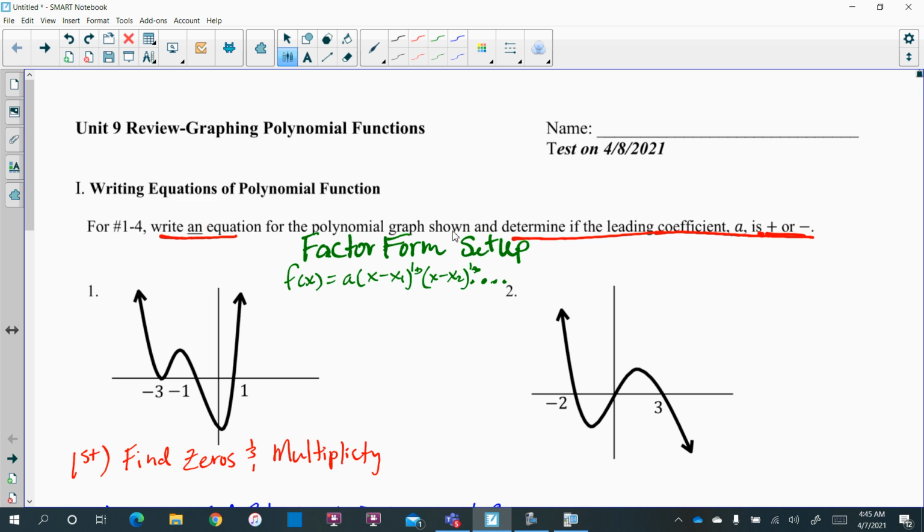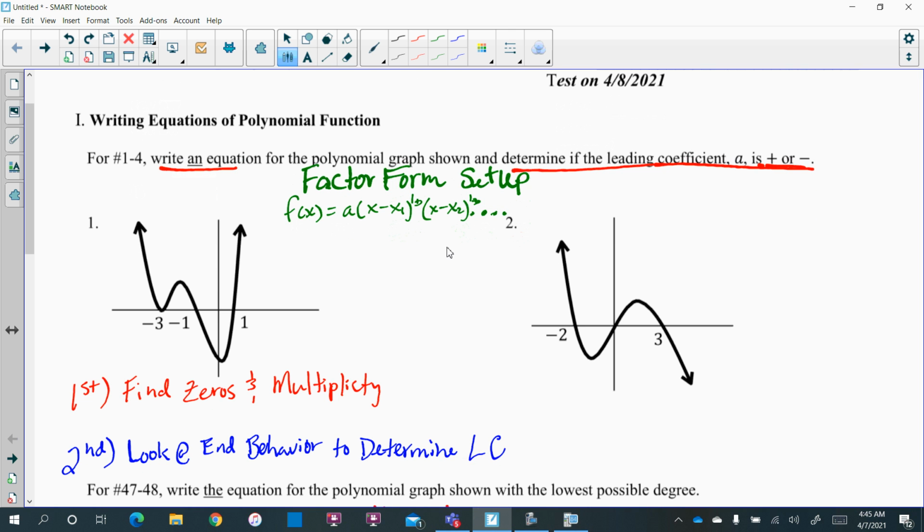All right, so let's talk about section 1, or the first little area here, these first 4 problems. Now, we haven't really gone into depth about writing equations, but we have taken an equation to sketch it. So what I have here are just some things that you need to follow and use to help you get to that equation. But this one is just asking for the equation and determining the leading coefficient.